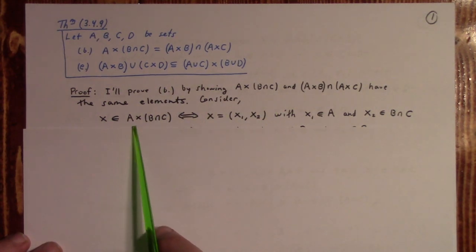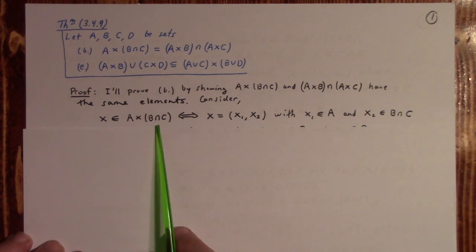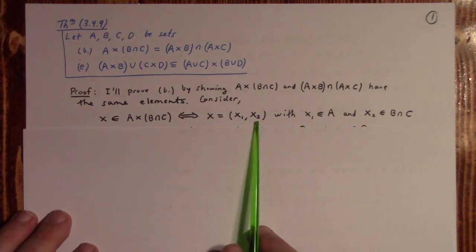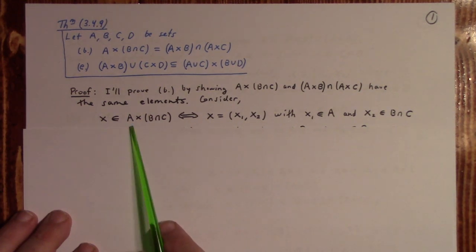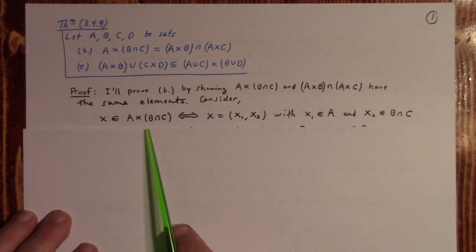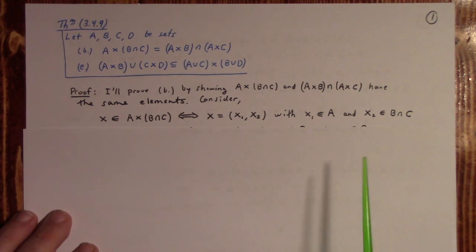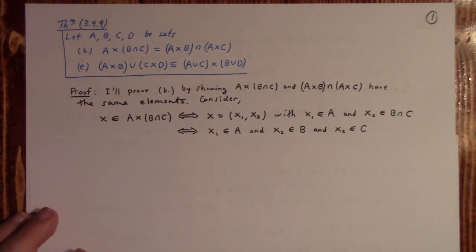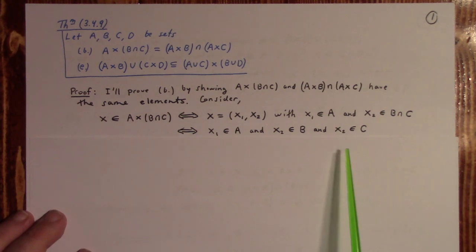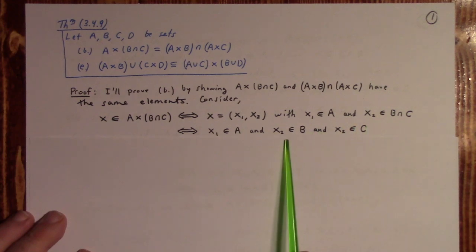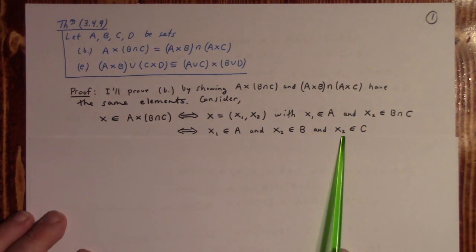I consider X as an element of the Cartesian product of A with the intersection of B and C. Okay, so what does that mean? That means that X is a pair, right? X1, X2, with X1 in A and with X2 in the intersection of B and C. All right, that's the first thing. Step 2. That is equivalent to saying that X1 is in A, nothing happened there, right? But X2 is in B and X2 is in C, right? By definition of intersection.